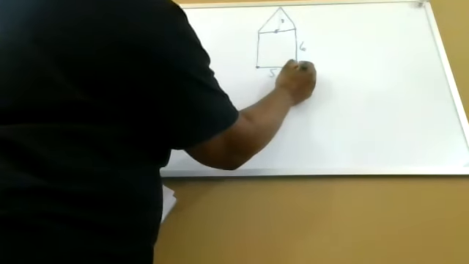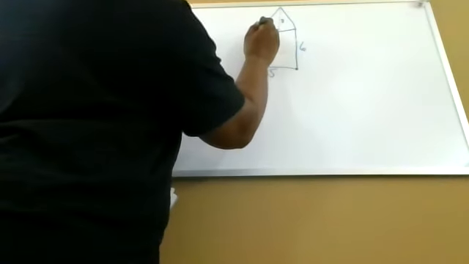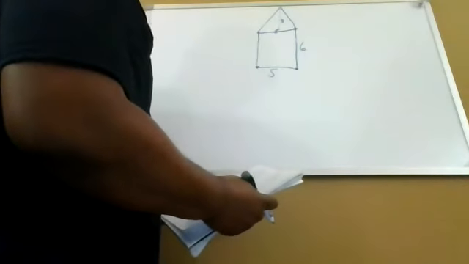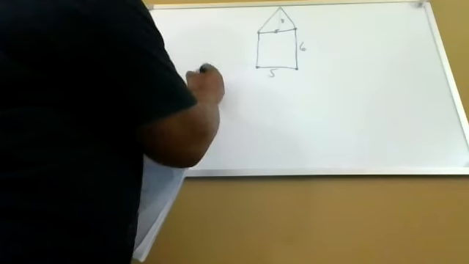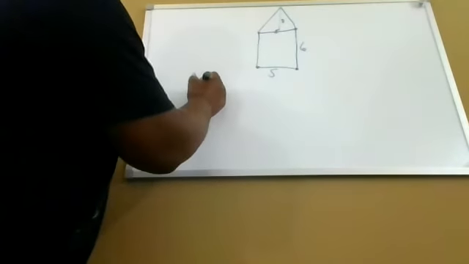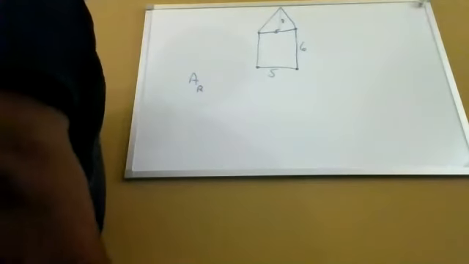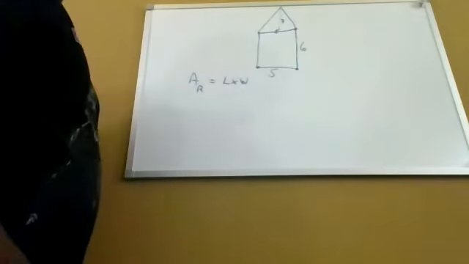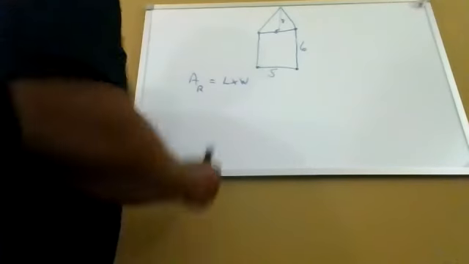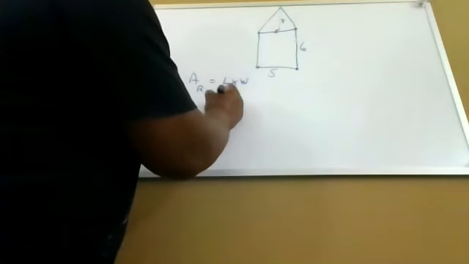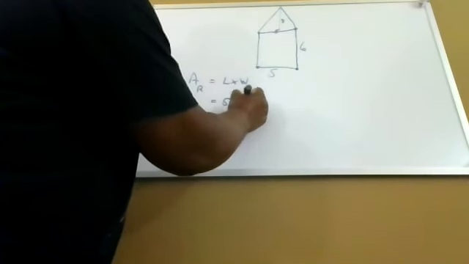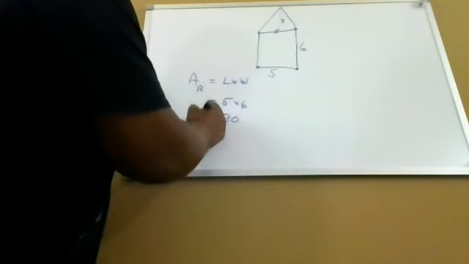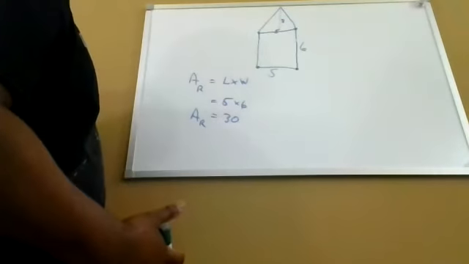So from here to here, the value is 5. From here to here, the value is 5. So to find the area of the rectangle, it is length times width. My length is 5, my width is 6. And 5 times 6 is 30. So the area of my rectangle is 30.